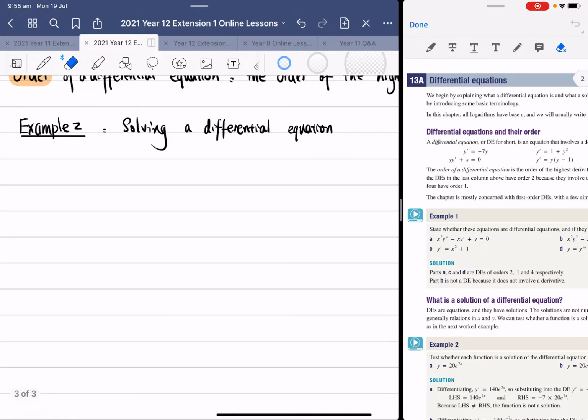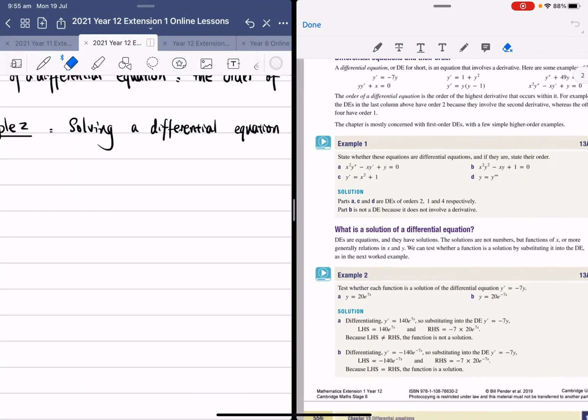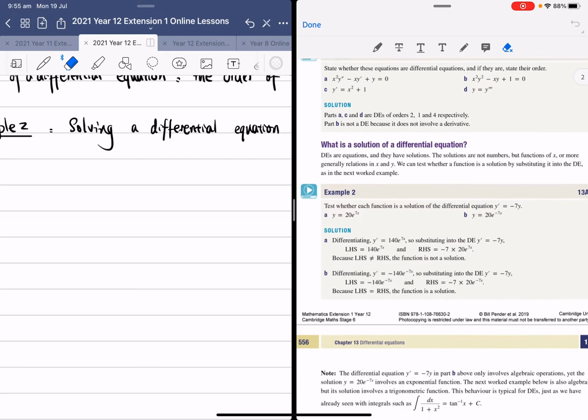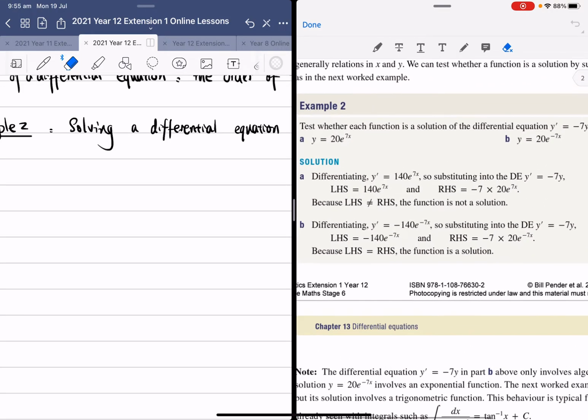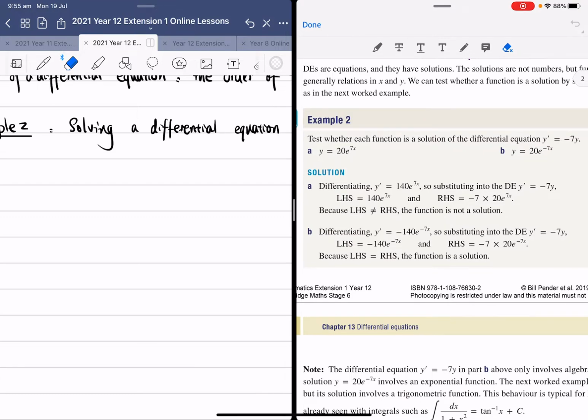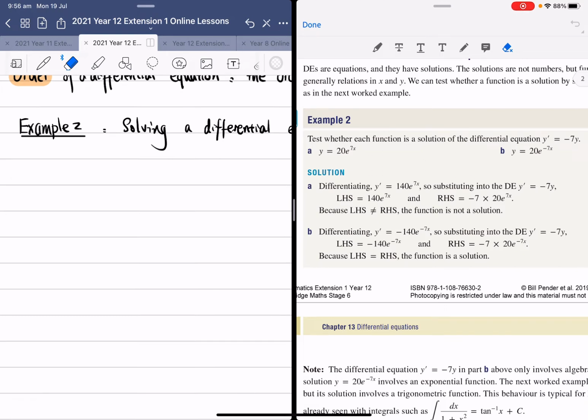For example 2, I would like to do the questions where we need to test whether the following function is a solution of the differential equation. I'm just going to use the examples from the textbook. Example 2 says, test whether each function is a solution of the differential equation y' = −7y. The way to do a question like this is we do the substitution to see whether it becomes a solution of the differential equation or not. So for example, that is the solution we have, and that's the differential equation.